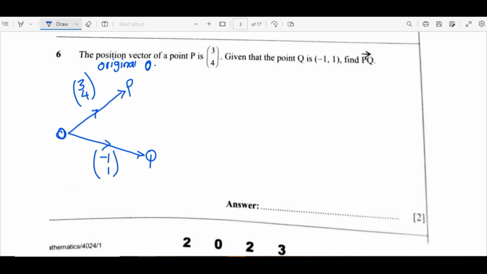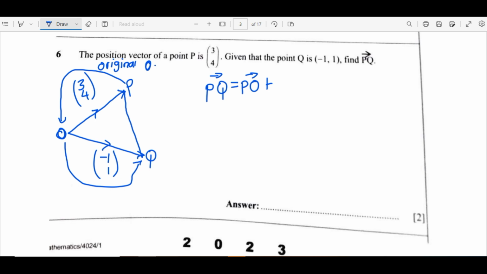Now how can we find the vector PQ? We can use this principle. We need to start from P. So from P to Q, what are we supposed to do? We'll say PQ is equal to, we'll move in this direction, PO plus OQ. PO is 3, 4.